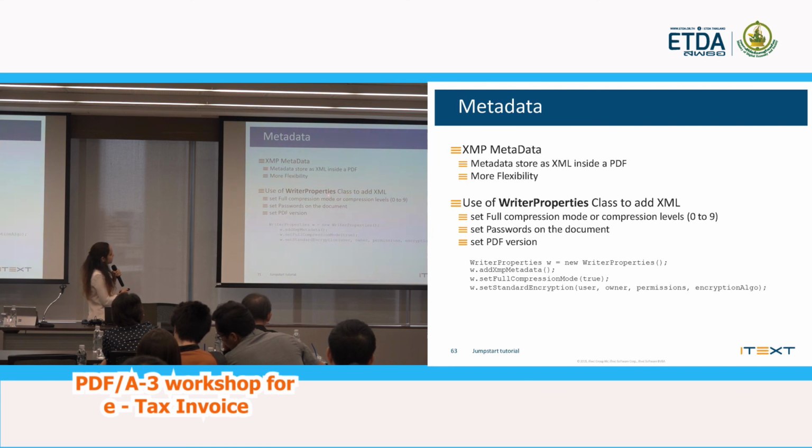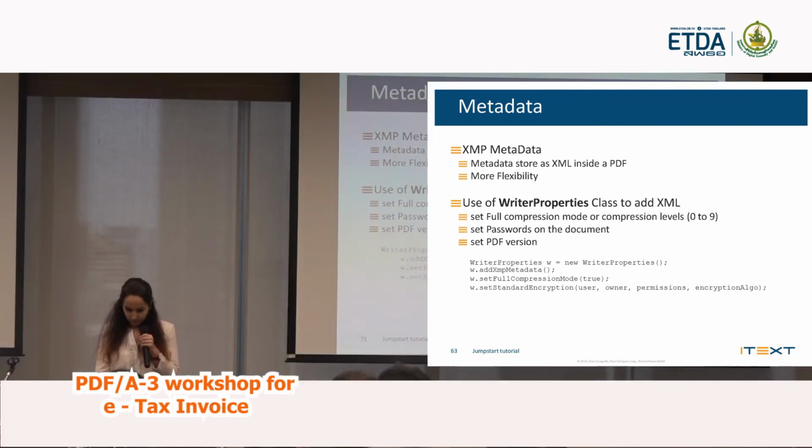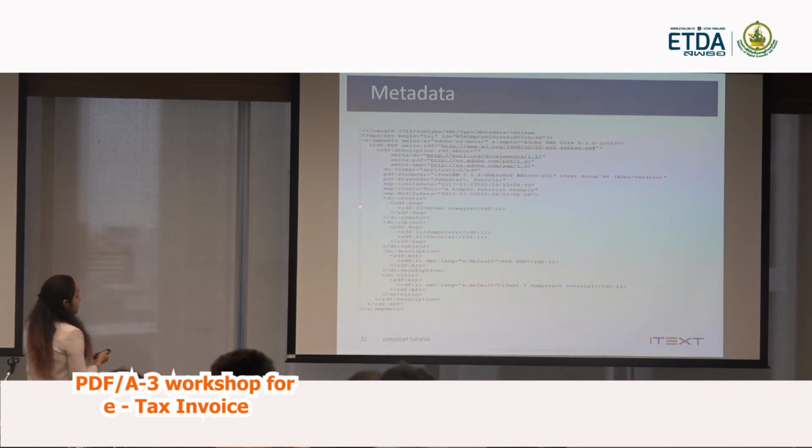The writer properties class can also be used to set compression modes. You can set it on full compression mode, or you can choose compression levels from 0 to 9. You can also set passwords on the document using this class. If you look at this line, we are using this code to set passwords on the document. 2 passwords, a user password and an owner password. You can also set the PDF version for your document using this class. Okay, so this is the example of how XMP metadata looks like.